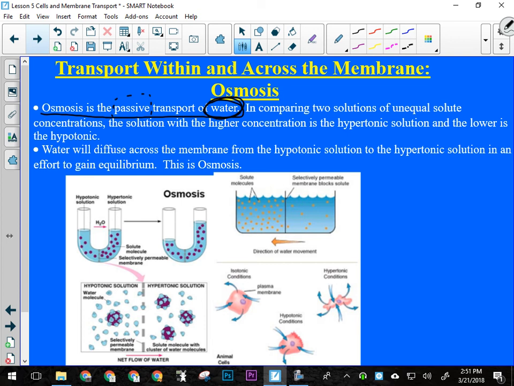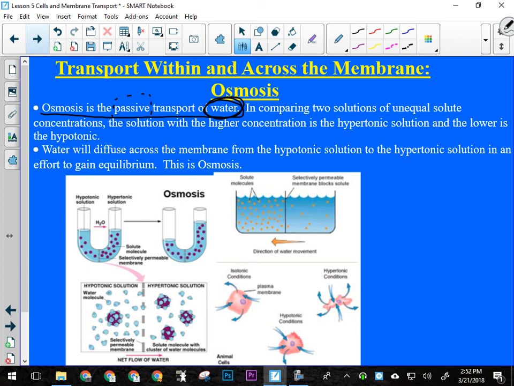So if there's a lot of salt, let's say in my bloodstream, water is going to move out of my cells and into my bloodstream. That's going to mean that my cells kind of become dehydrated. And eventually, if I get too much water in my bloodstream, my kidneys are going to start filtering it out, and I'm going to lose a lot of water.